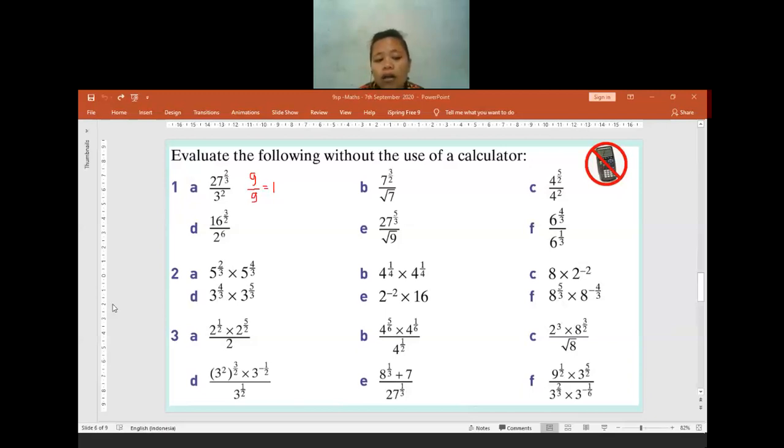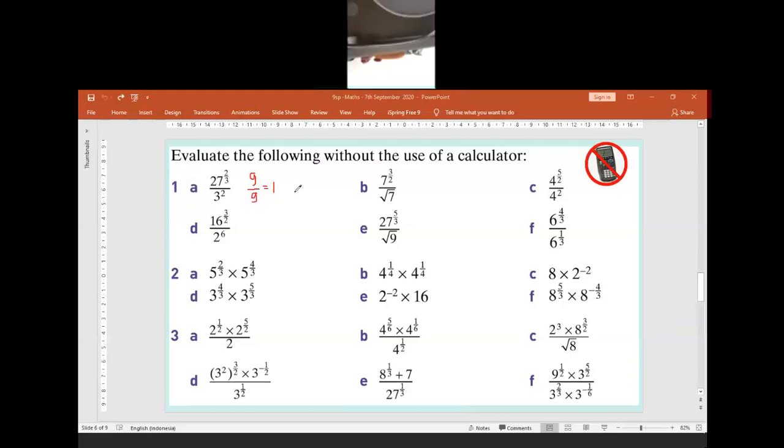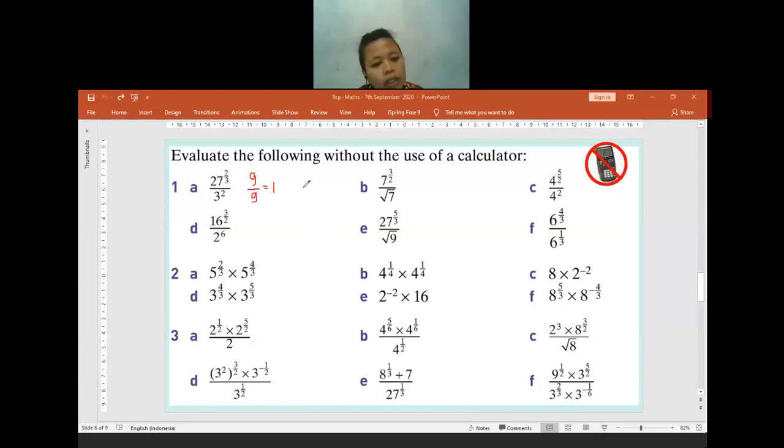How to get 9? I get it from 3 to the power of 2. That one 27. Okay, so maybe if you want to change it into square root, the 27 in here, for the numerator, it will be power. For the denominator, it will be the root.